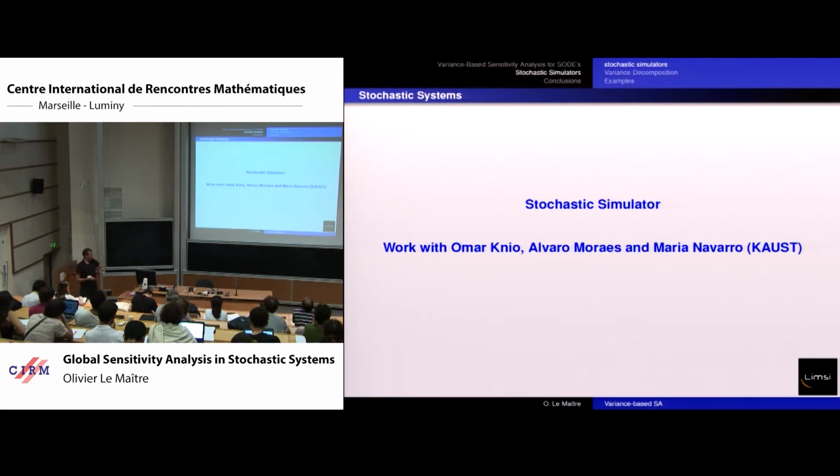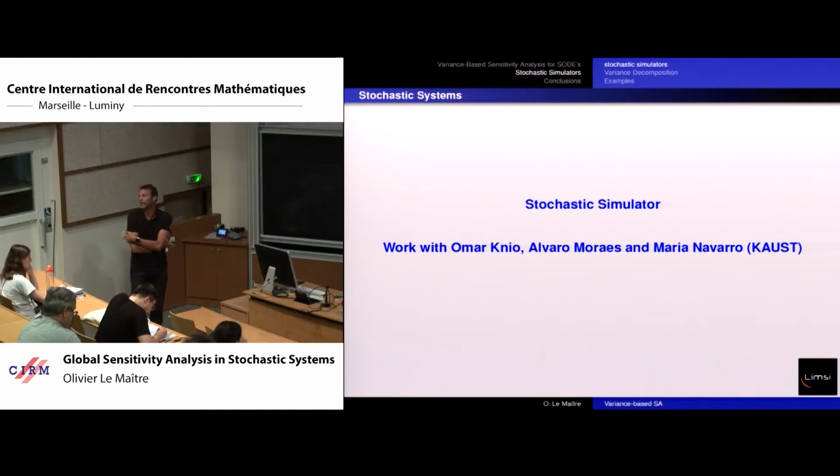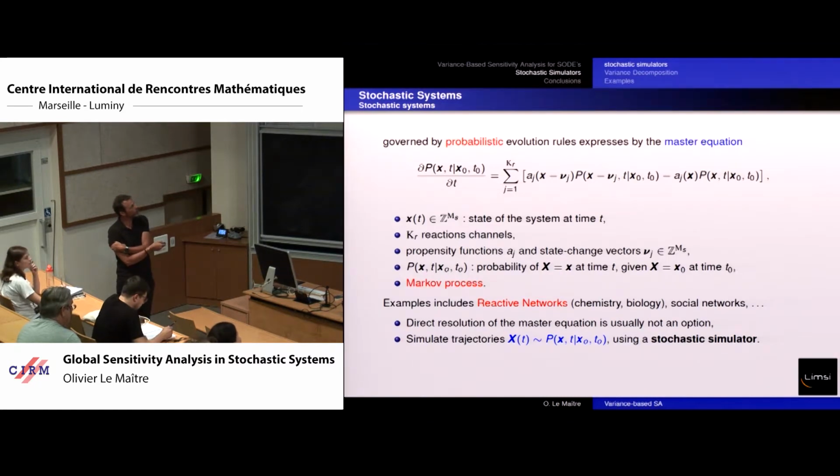The second part I want to discuss is the case of stochastic simulators. Raul discussed this, and it was work with Alvaro Moraes, who was a former PhD student of Raul. So it's a different class of systems that are governed by a master equation. Well, if your background is chemistry, that's how you know it. So basically what it specifies is the advancement in time of the probability of your system to be in some state x at a certain time t, knowing that it was in a state x0 at time t0.